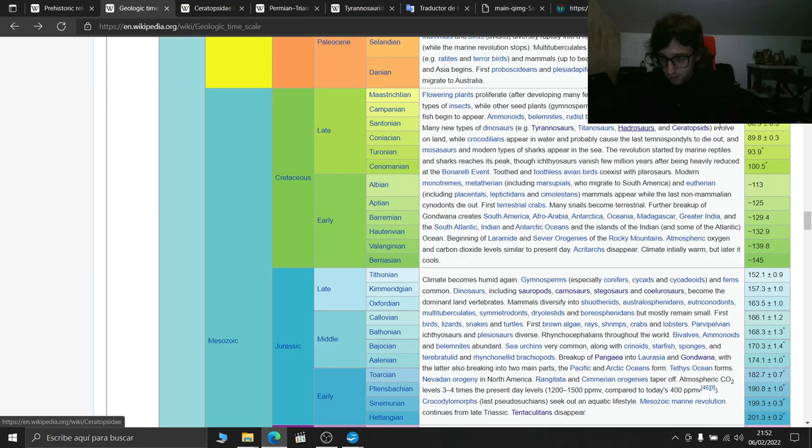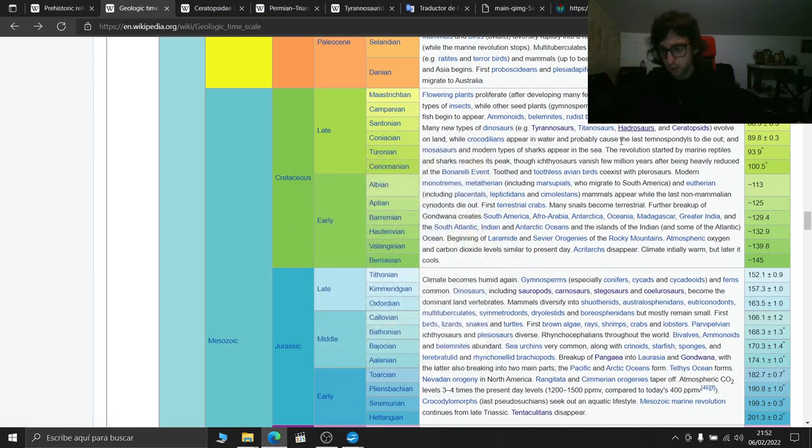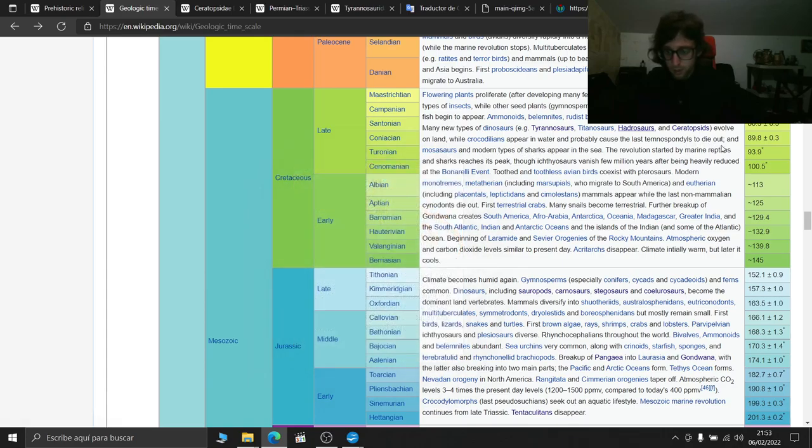Titanosaur, definitely not. Evolve on land, will crocodilians appear in water and probably cause the last temnospondyl to die out? And mosasaurs and modern types of shark appear. The revolution started by marine reptiles and shark reaches its peak. Ichthyosaurs vanished 3 million years after being heavily reduced at the Bonarelli event.